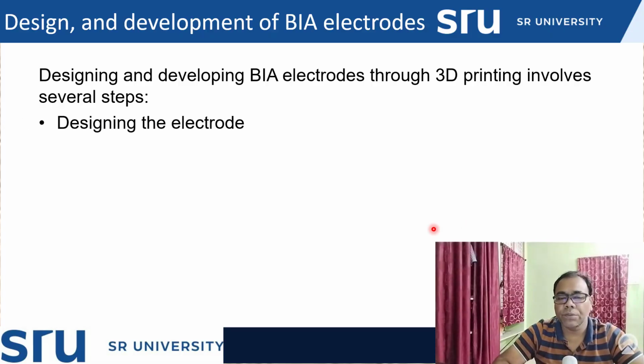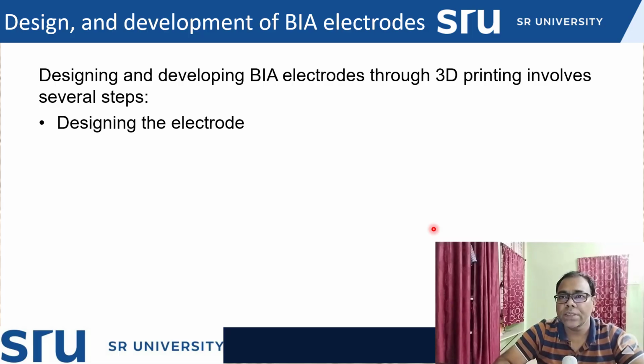So in those steps, first we require design of the electrode. As we know, the first step in additive manufacturing technology is designing the CAD model. The CAD model can be designed using any CAD software, computer aided design software, like CATIA, SolidWorks, Creo, or one can use Fusion 360. Similarly, one can use Autodesk. So there are various software packages in which one can go for designing of the electrode.